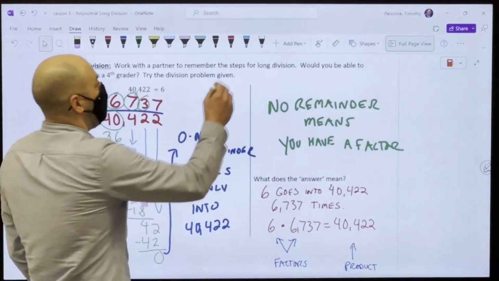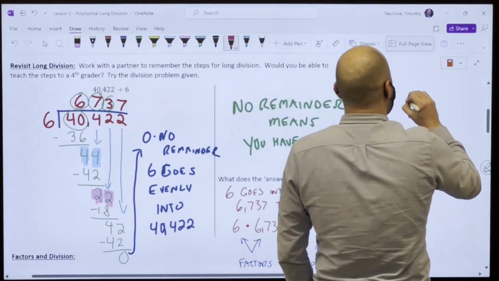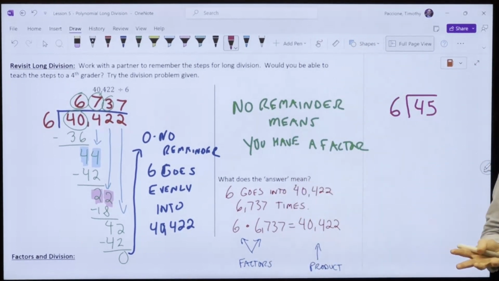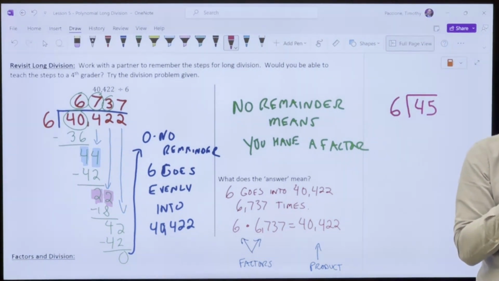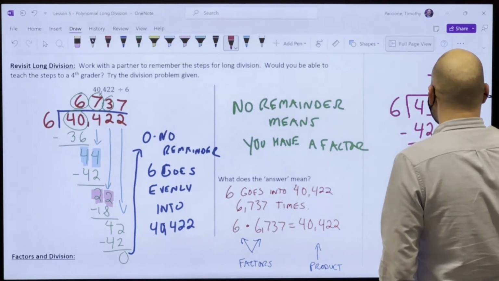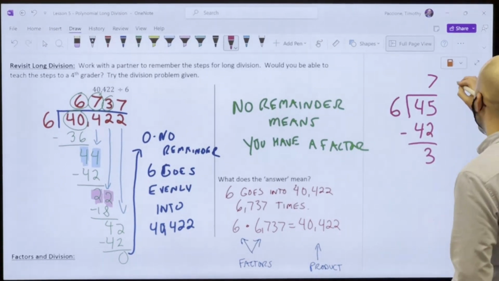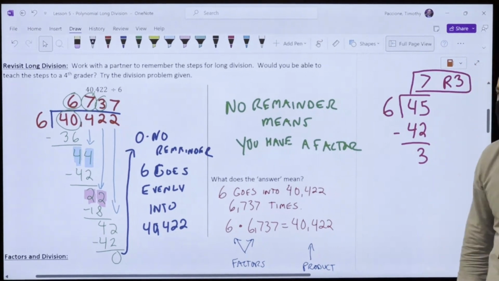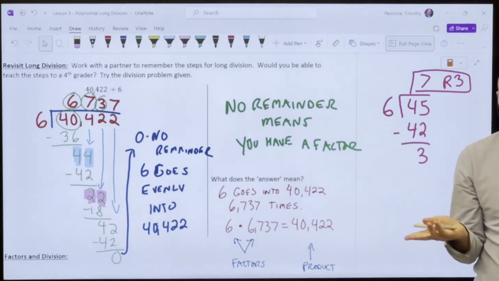Sometimes, for instance, if I divided 45 by 6, what would I do then? I'd ask, how many times does 6 go into 45? 7 times. 7 times 6 is 42. Subtract, I get 3. 6 doesn't go into 3, so I would say, remember this? Remainder 3, because we hadn't learned our decimals yet. So we would say, 7 remainder 3. Teacher? And they'd say, yep, you got it, right? So sometimes you have a remainder.